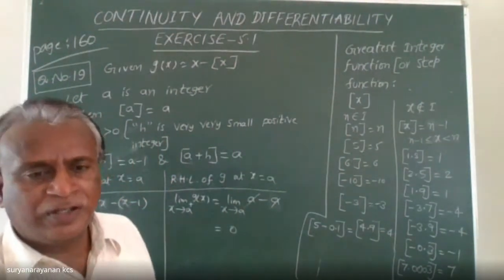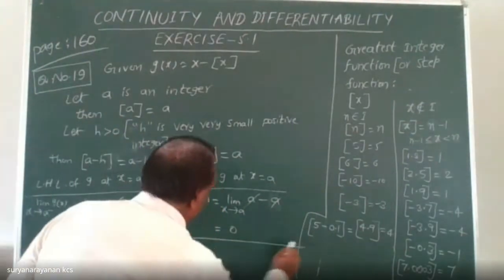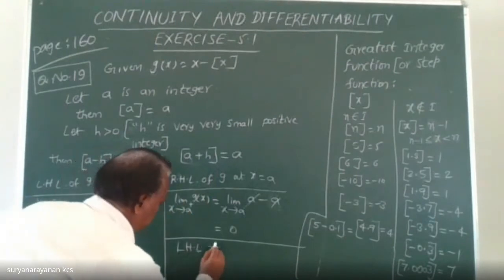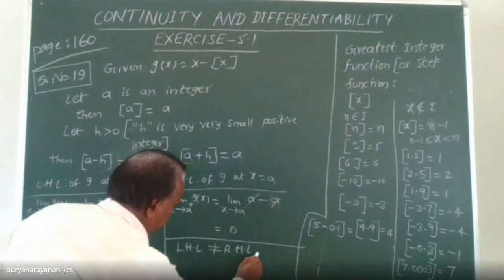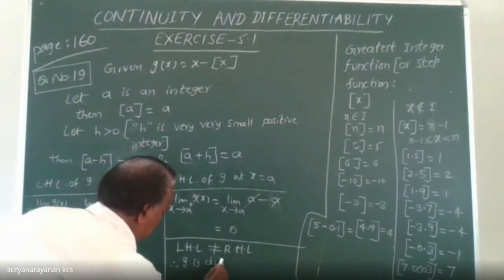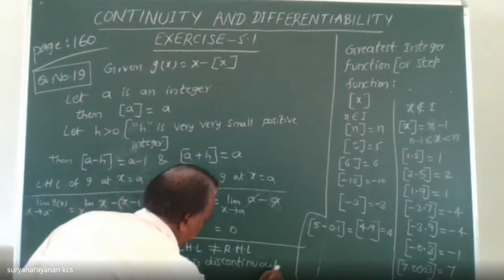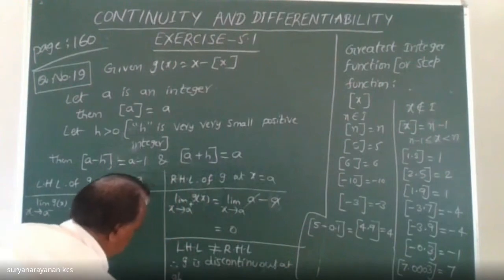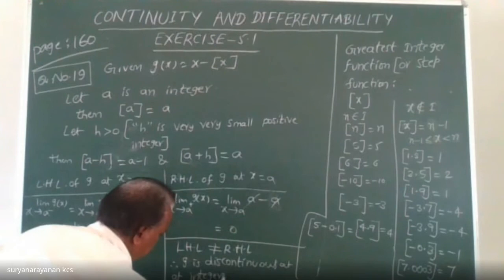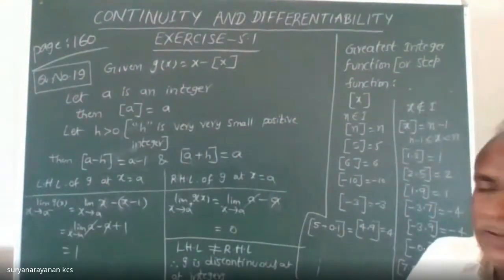Both are not equal. Here LHL is not equal to RHL, therefore g is discontinuous. So it is discontinuous at all integers. Okay, my children.